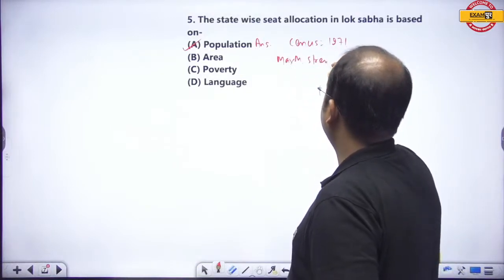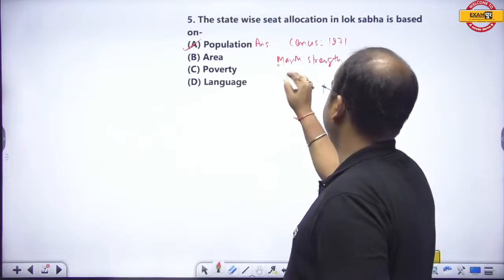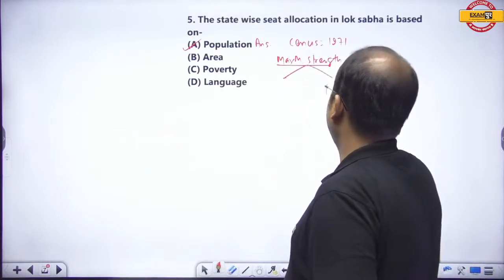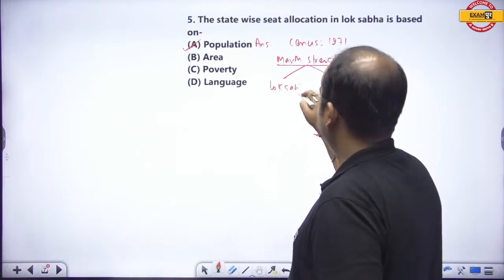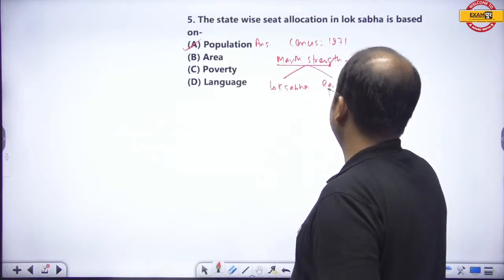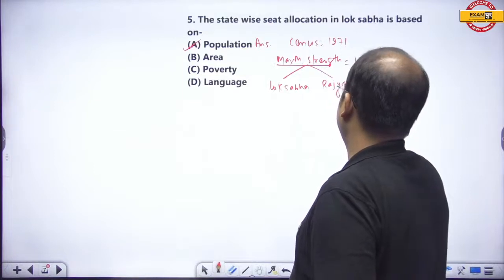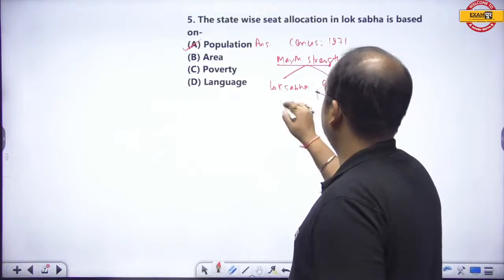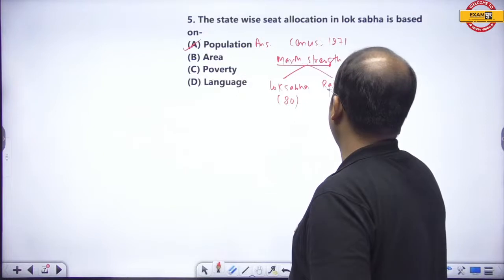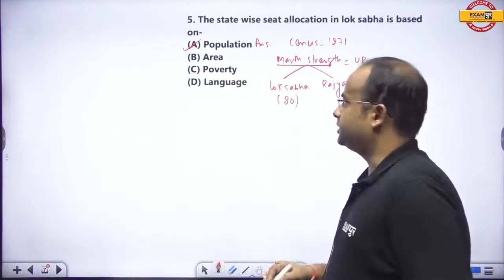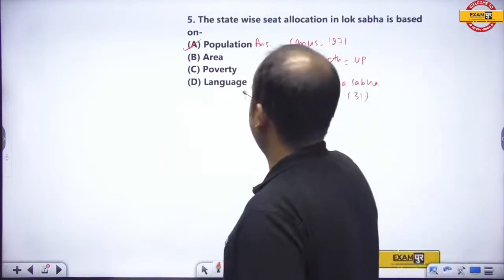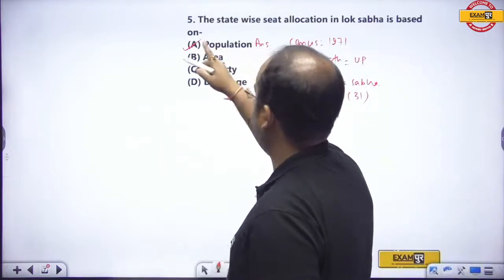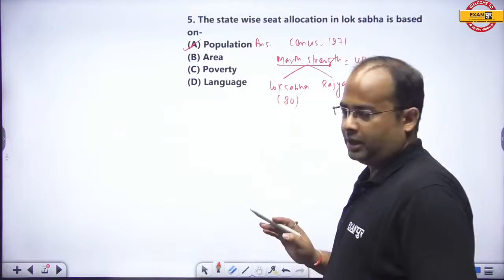Therefore, maximum strength is in UP, for Lok Sabha and Rajya Sabha. From UP we have 80 seats in Lok Sabha and 31 seats in Rajya Sabha. So that is on the basis of population, not area, not poverty, not language. So the correct answer, guys, is option A, population.